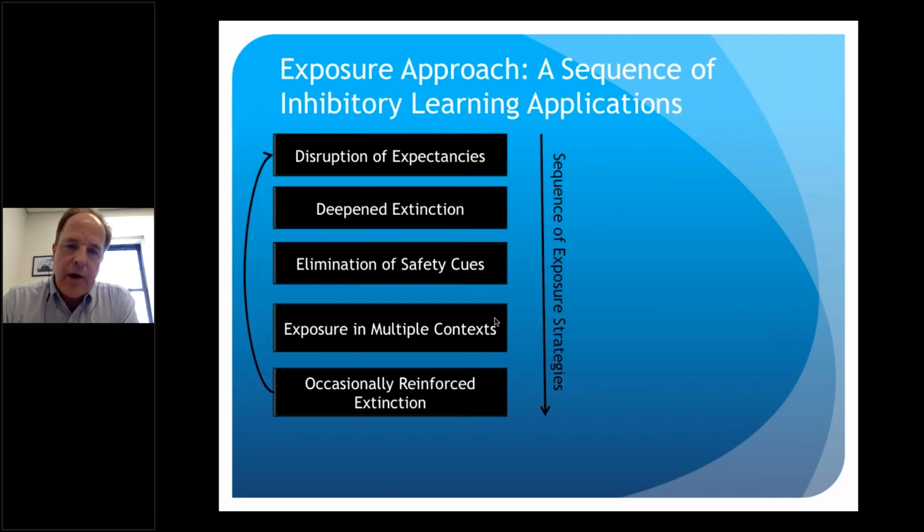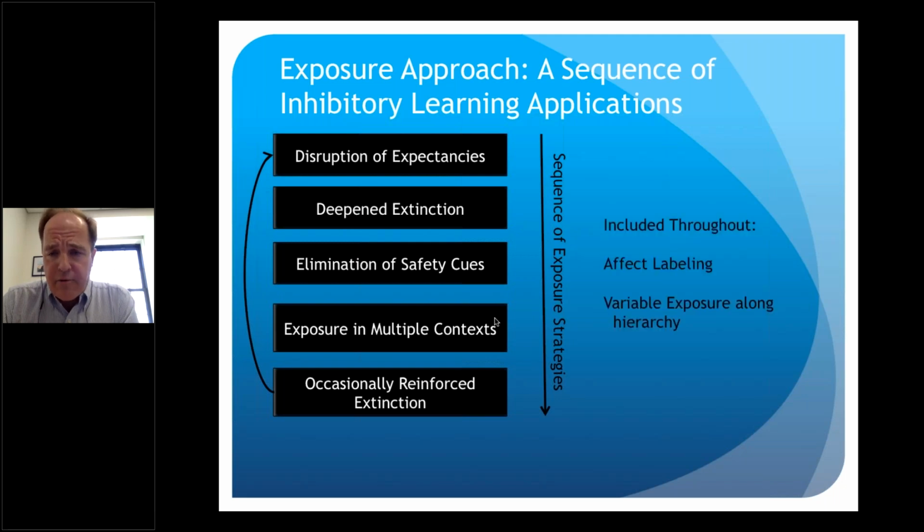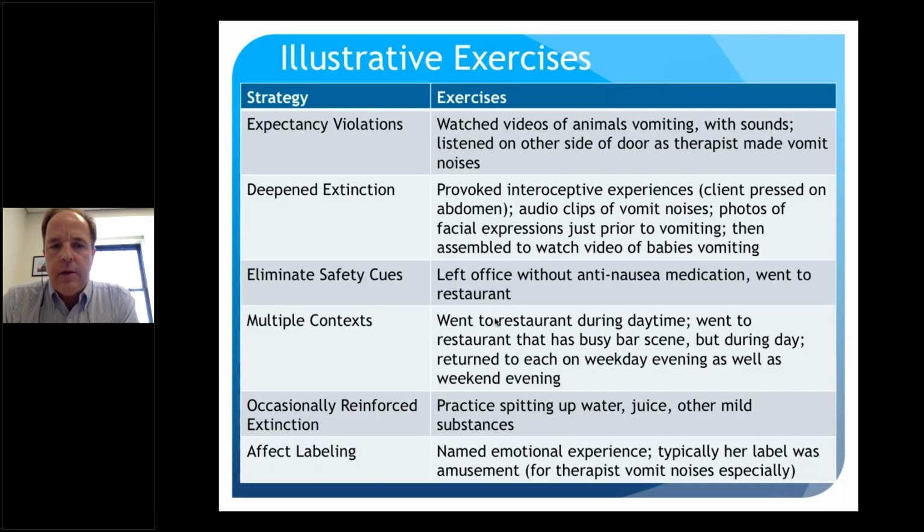And then we would repeat the process. So we went back to the beginning and disrupted expectancies some more. So we followed this in somewhat of a sequence, downward and then returned back to the top. What was embedded throughout was affect labeling. And then as we got to the point of elimination of safety cues, there was variable exposure along the hierarchy. So here are some illustrative exercises that are in line with our discussion of the inhibitory learning model.